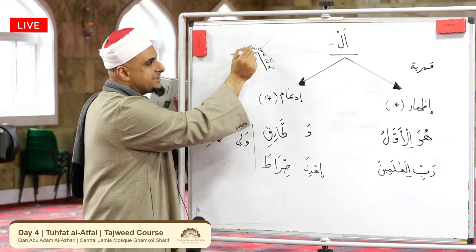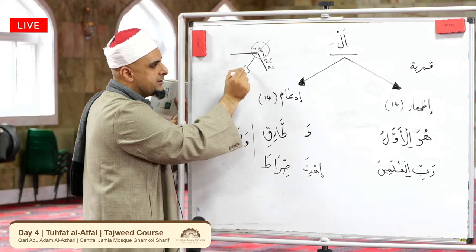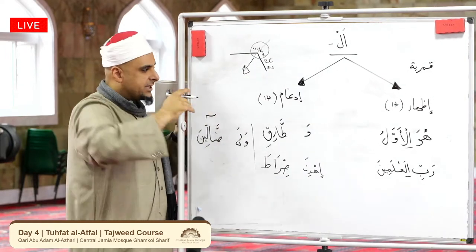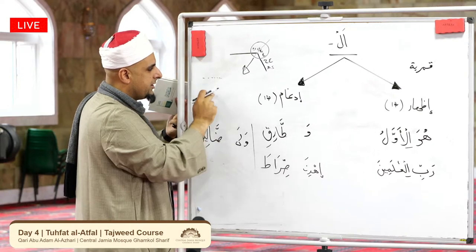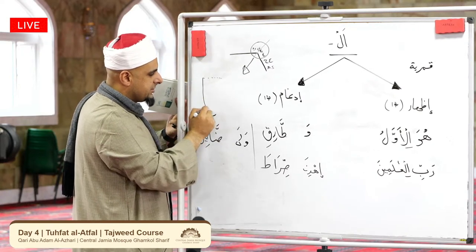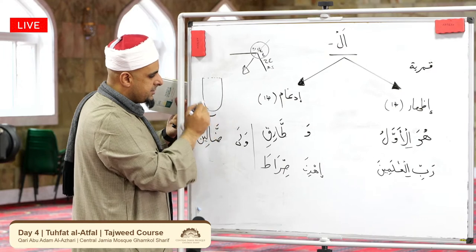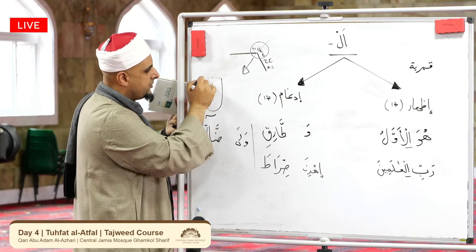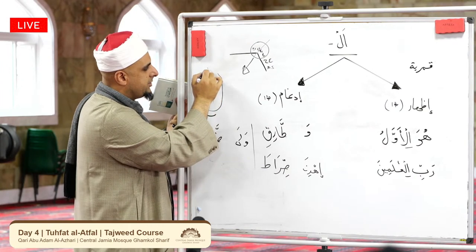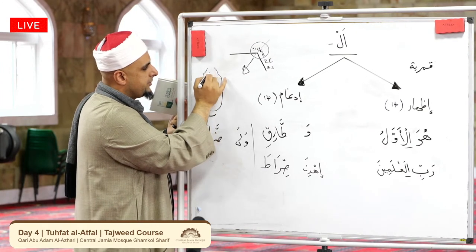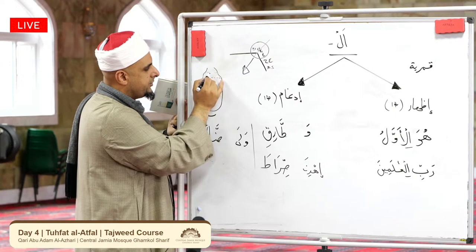Okay, so now let's magnify this. So now we're looking at bird's eye view. That's your borderline between your throat and tongue, and there's your tongue. That's your throat at the bottom there. And that's your top end of your throat, so ghain was from here and your kha is from there.